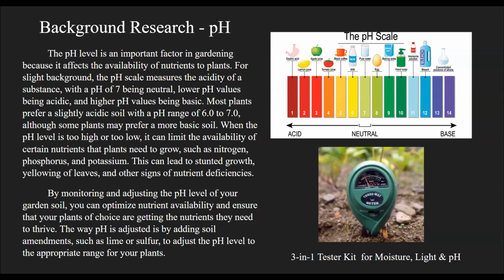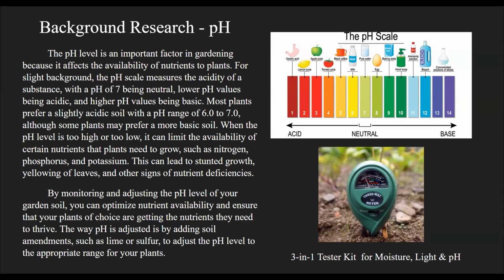The pH level is an important factor in gardening because it affects the availability of nutrients to plants. For slight background, the pH scale measures the acidity of a substance, with a pH of 7 being neutral, lower pH values being acidic, and higher pH values being basic.